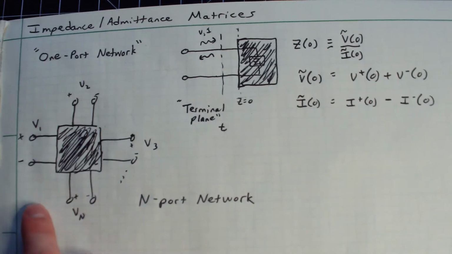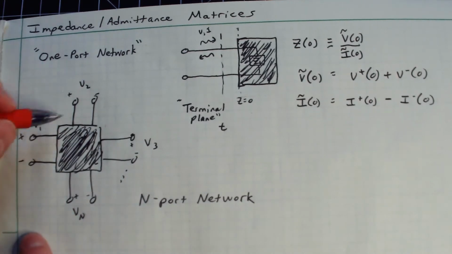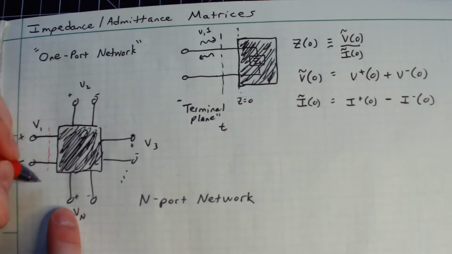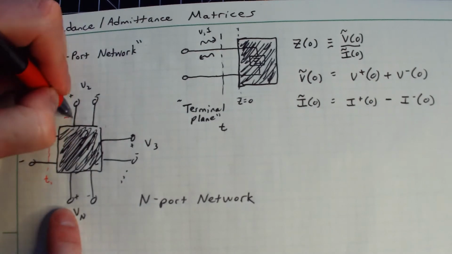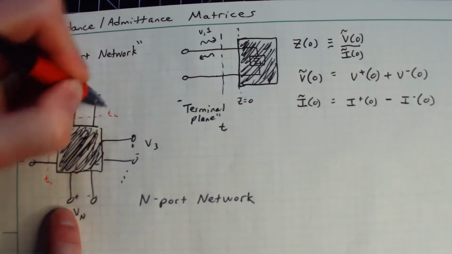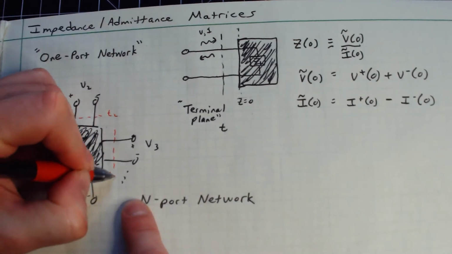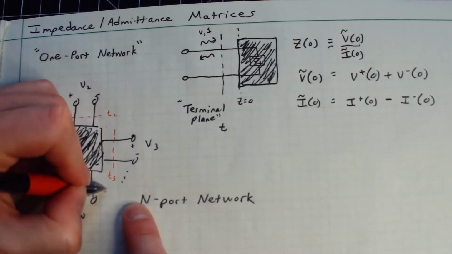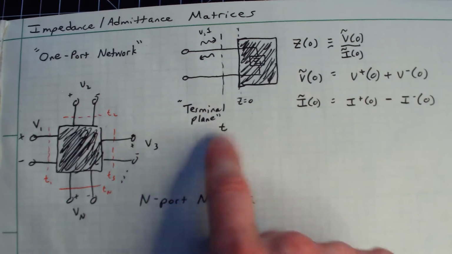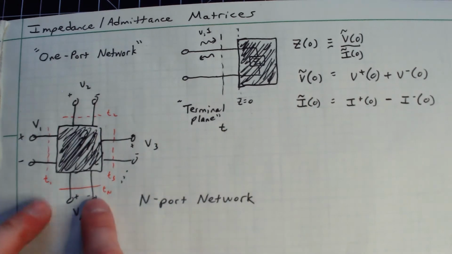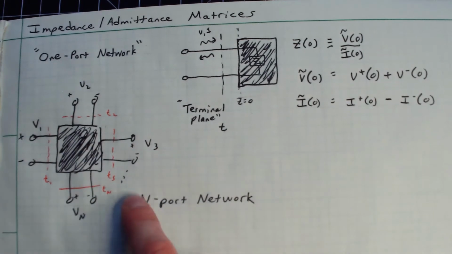So what you then have to do on something like this is I'm going to define little reference planes here. So I'm going to call this T1. Right here is T2. This is maybe T3 all the way out to T sub n. And these are called the terminal planes. And again, these just are how you would define sort of a zero phase reference with respect to that little port.